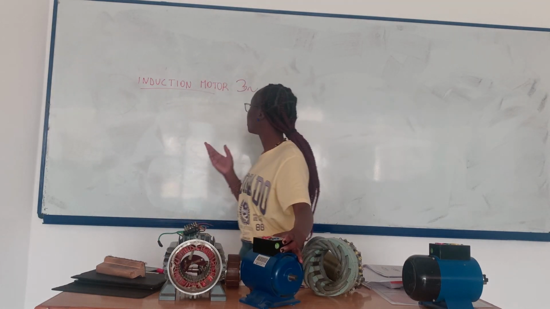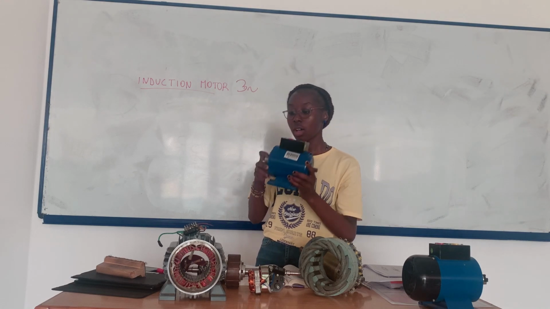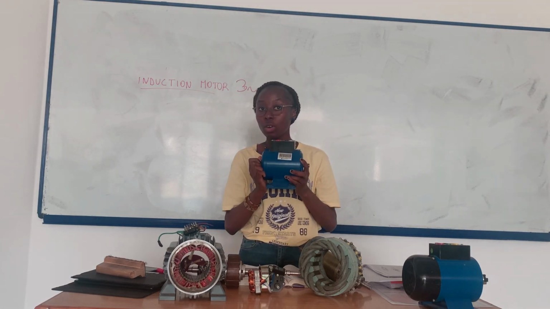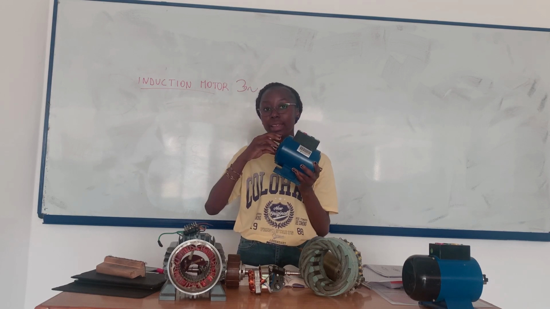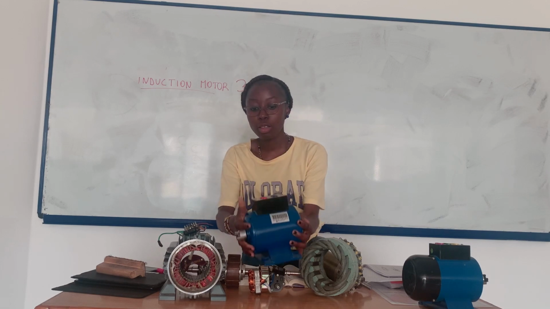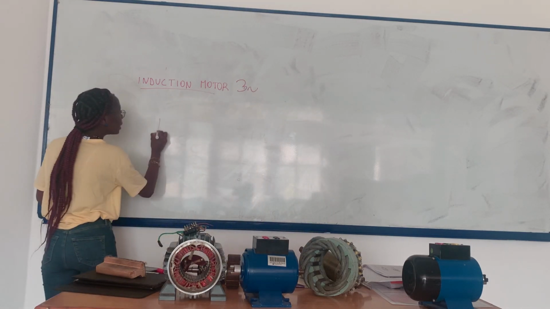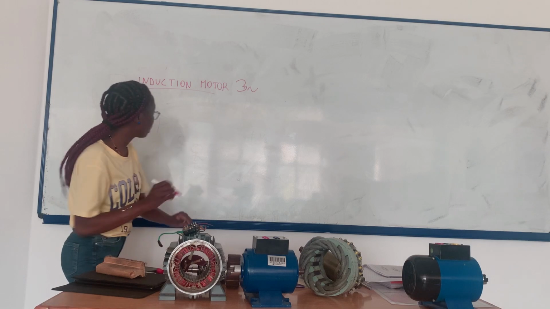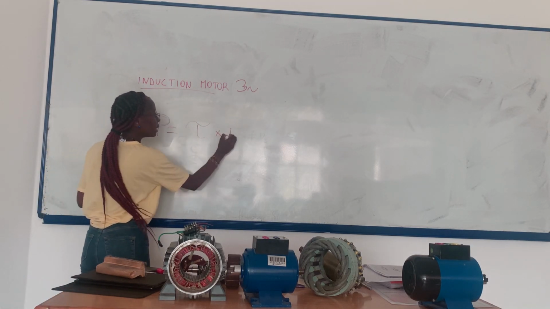So to produce the torque inside an induction motor with 3 phases, we know that when this machine is connected to the source, we have a power. So the power in the output with the speed of our motor will help us to have the torque. So we can say that the power is equal to torque times the speed.